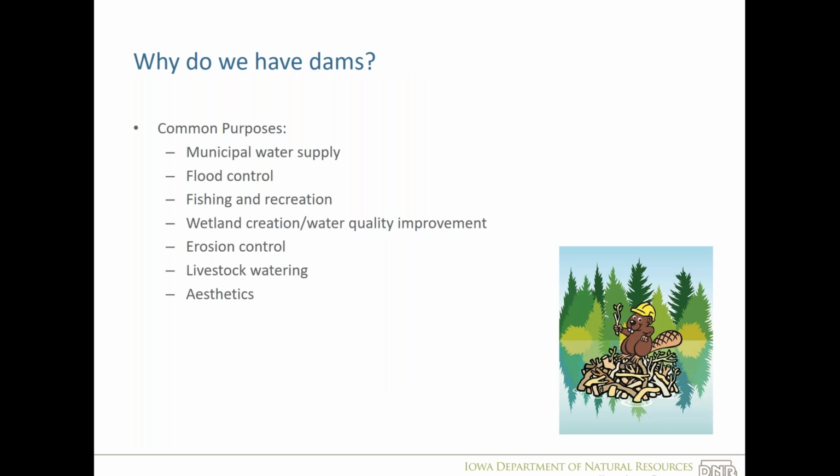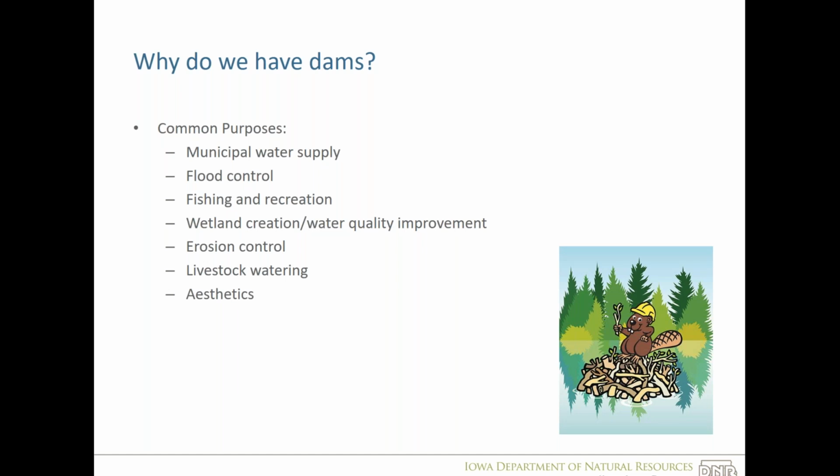So, why do we have dams? Dams have a lot of different purposes. Dams are built for water supply, so we can store water during rainier seasons and use it through drier seasons. We use dams to hold back floods. We can store water and release it slower to reduce downstream flooding.